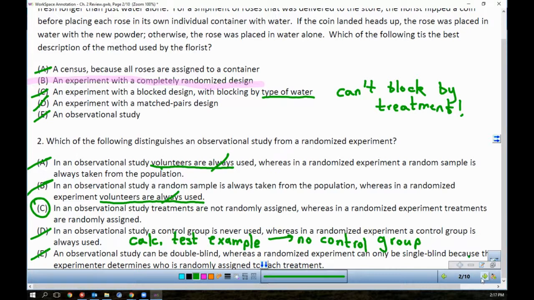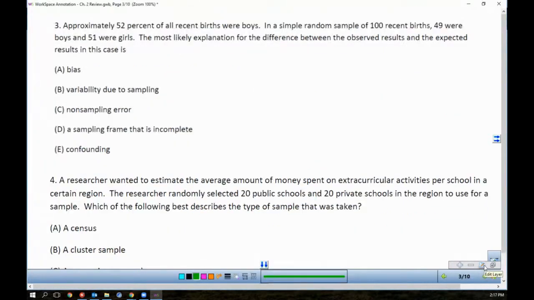Okay, that was number 2. Number 3. Approximately 52% of all recent births were boys. In a simple random sample of 100 recent births, 49 were boys and 51 were girls. The most likely explanation for the difference between the observed results and the expected results, in this case, is what?